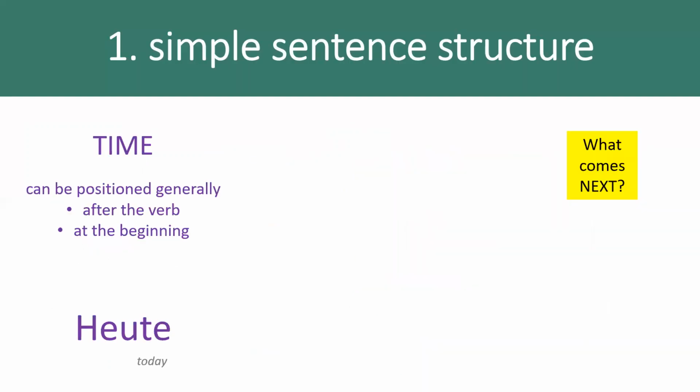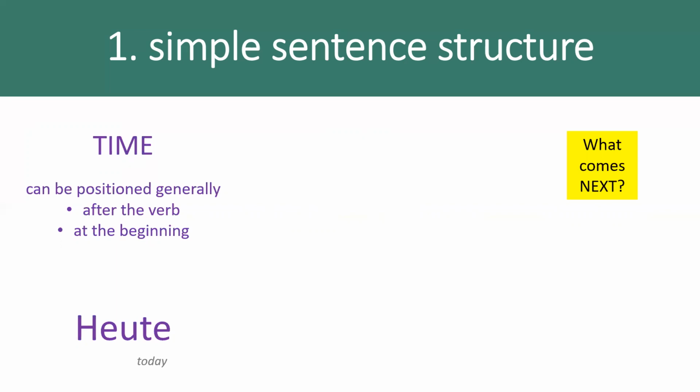Have a look what happens there. So we have the time at the beginning of the sentence. So hier steht heute, der Zeitausdruck am Anfang des Satzes. Now I'm asking you, what comes next? Is it the person? Is it the verb? Is it the object? Ist es die Person, das Verb oder das Objekt?